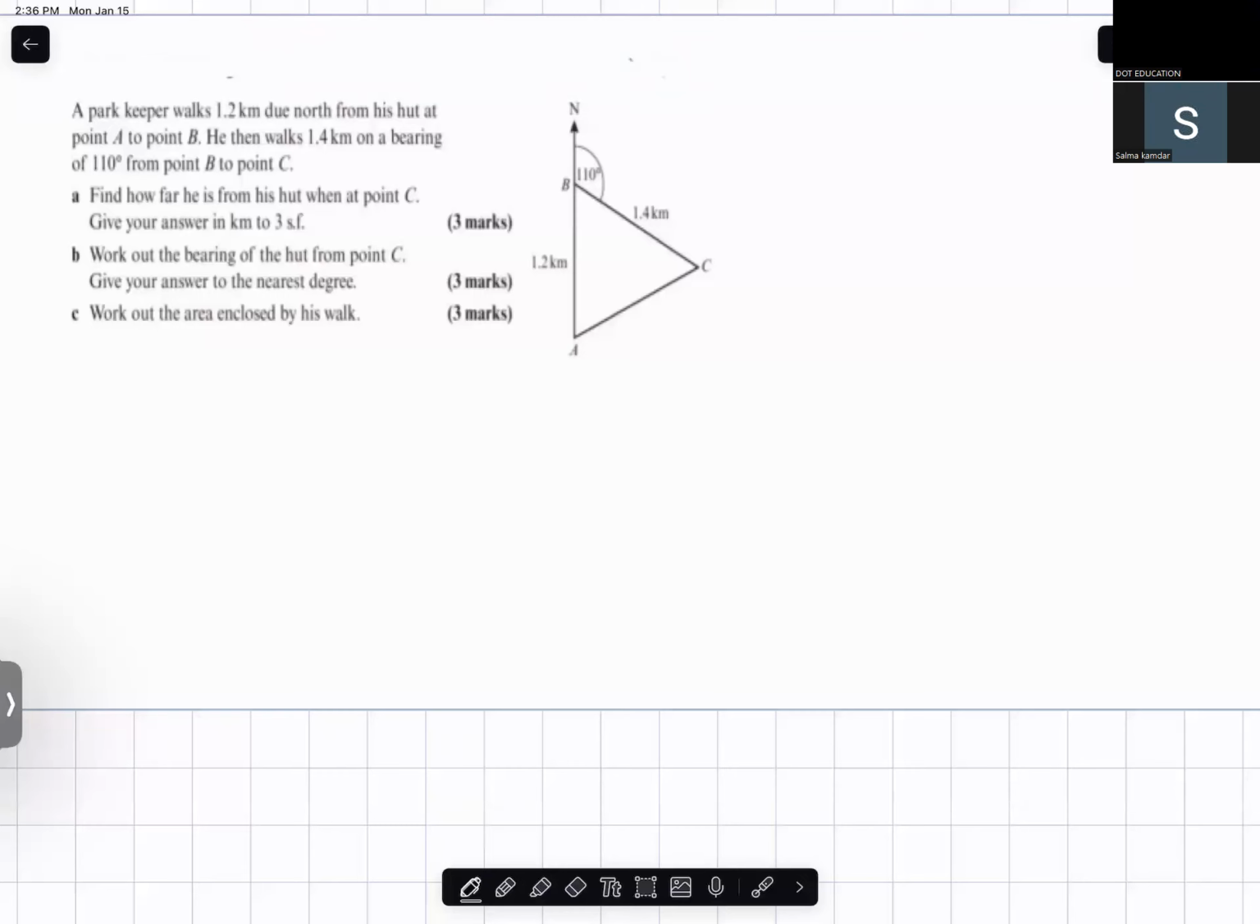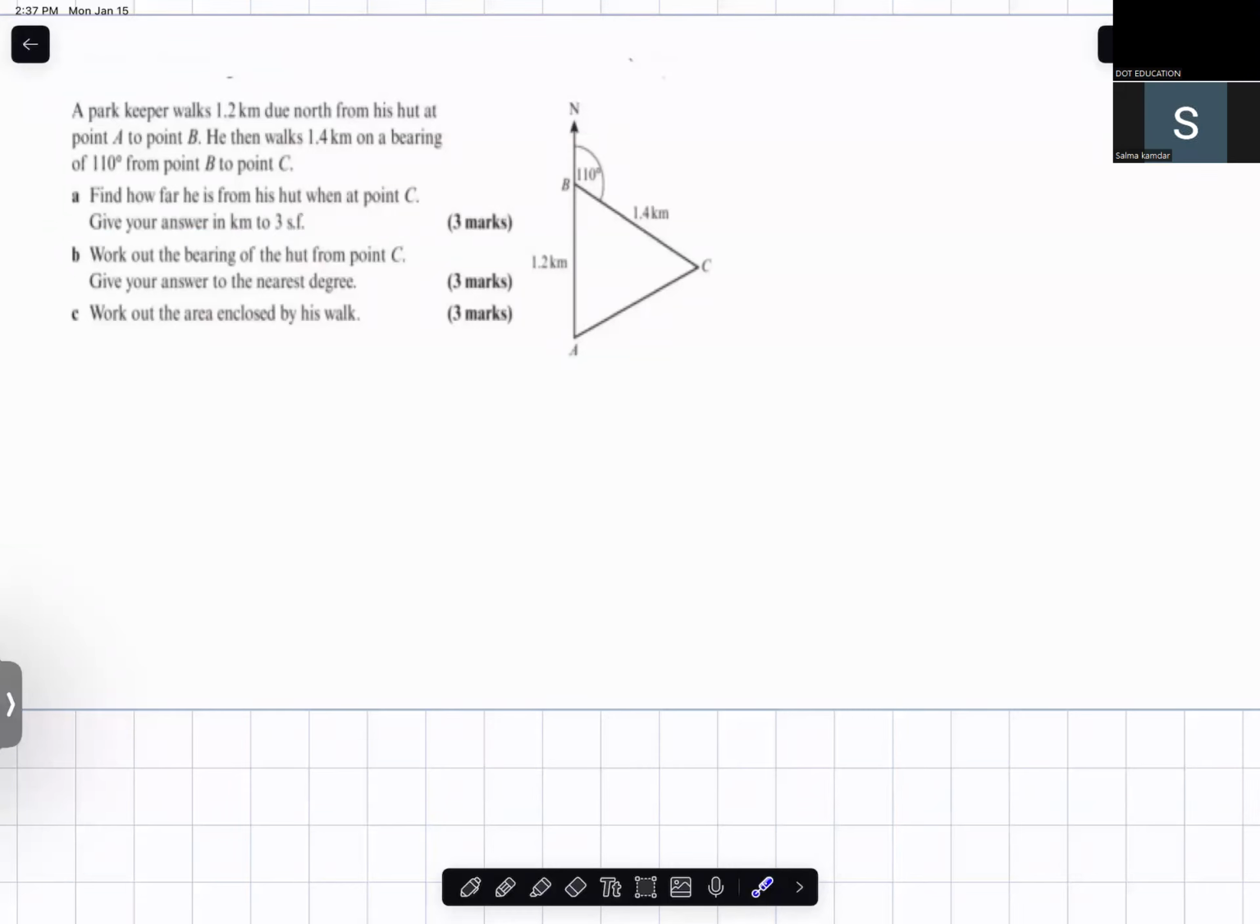A parketer walks 1.2 kilometers due north from his hut at point A to point B. They're telling us this is the location of the hut to point B. He then walks 1.4 kilometers from point B to point C on a bearing of 110 degrees. The first question says find how far he is from his hut when at point C. Give your answer in kilometers.